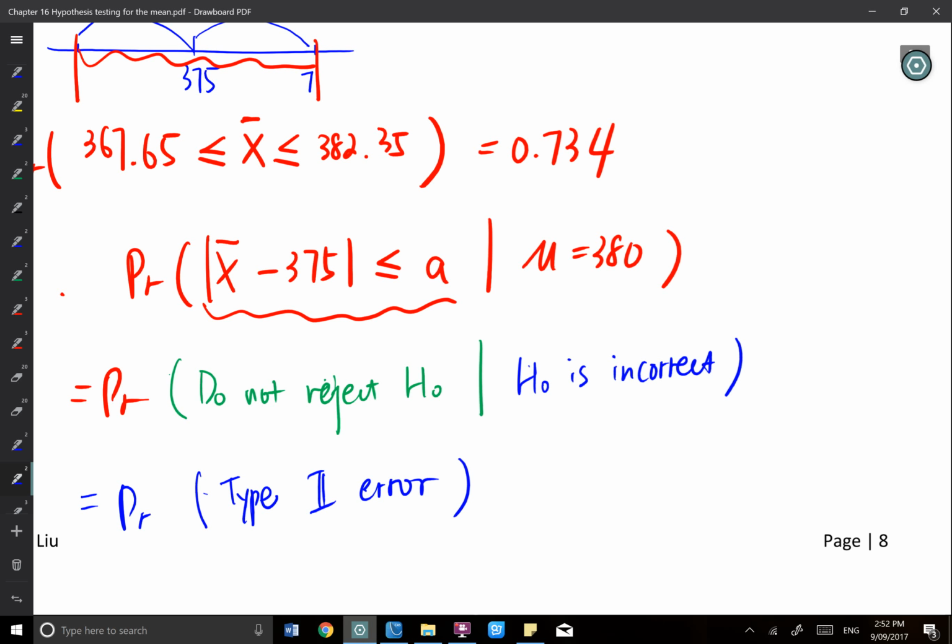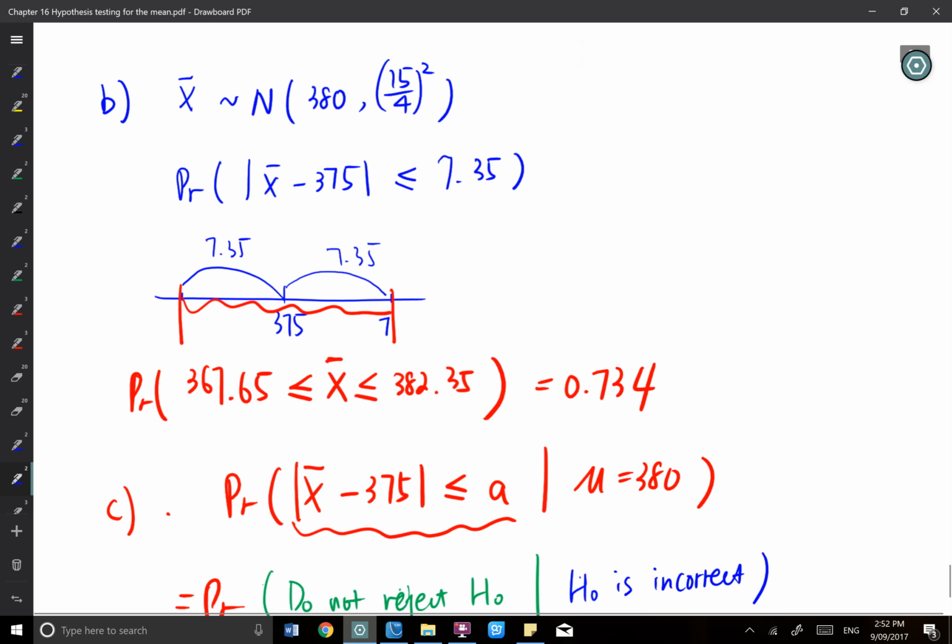So the type 2 error is 73%. It's really high. You always have a higher type 2 error. So type 1 error is about 5%, type 2 error is 73%. You need to know that the question will not tell you this is a type 2 error or this is a type 1 error. You need to work this out by yourself. They won't tell you that straightforwardly.